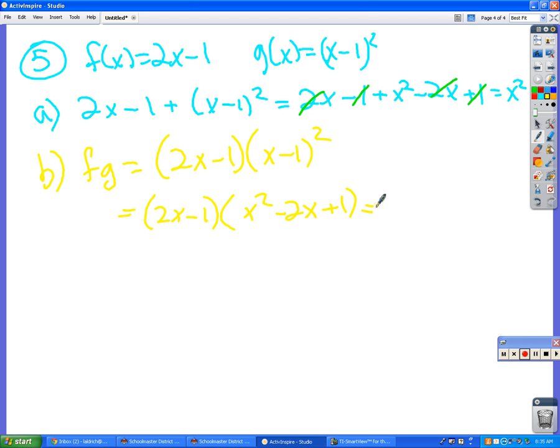So 2x times x squared is 2x cubed. 2x times negative 2x is negative 4x squared. And 2x times 1 is 2x. And then do the same thing with the negative 1. So negative 1 times x squared is negative x squared. Negative 1 times negative 2x is plus 2x. And negative 1 times 1 is negative 1. And then you combine all your like terms, and you would get that.